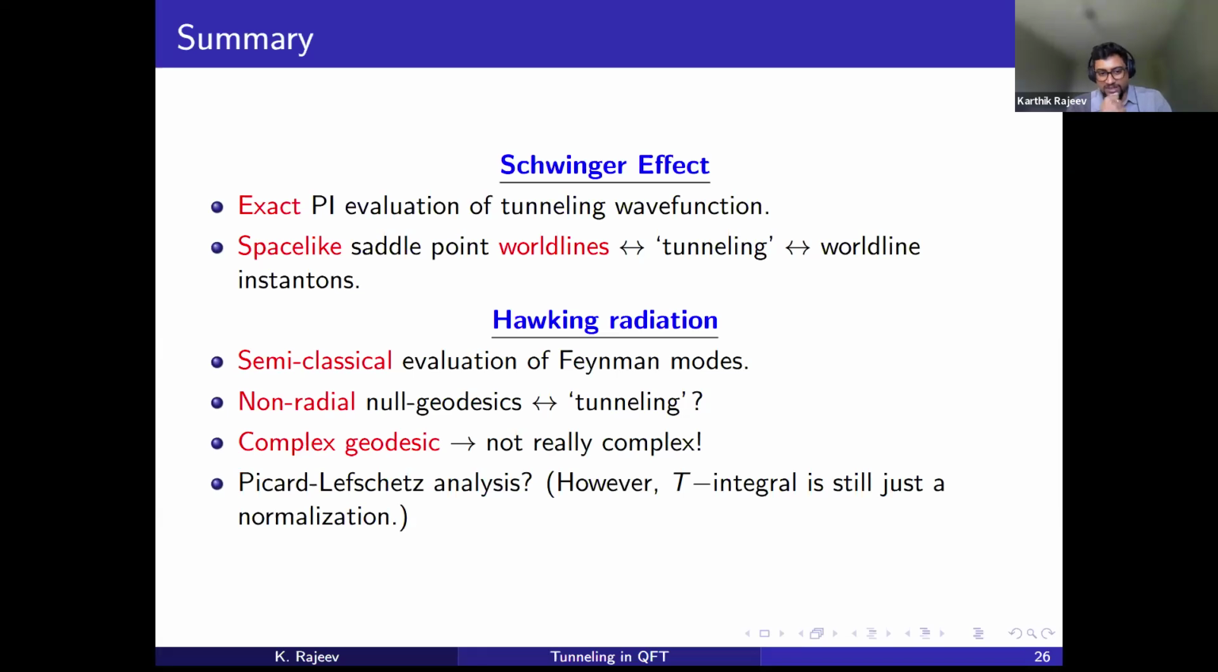What is again open is maybe to do this in a more strict way using Picard-Lefschetz analysis, or to see how the T integral can be dealt with more carefully. So those are things which I look forward to doing in the future. Yeah, thank you.